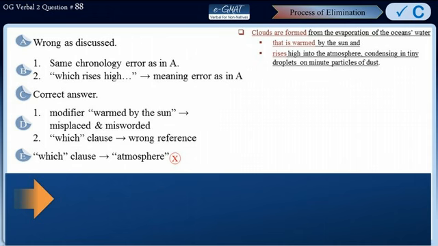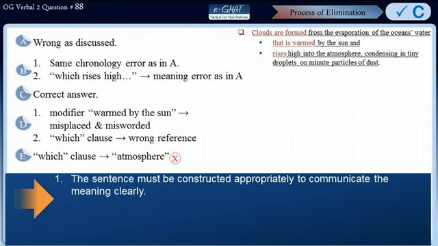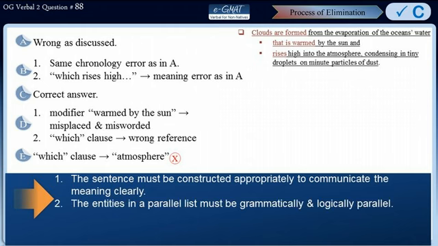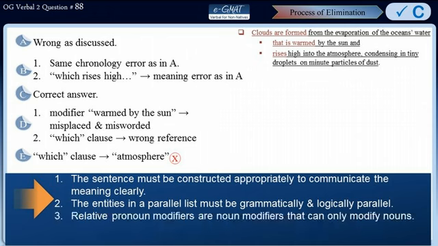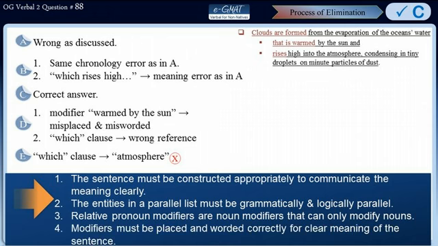Now let's take a look at the takeaway messages. The sentence must be constructed appropriately to communicate the logical intended meaning in the most effective manner. The entities in a parallel list must be grammatically as well as logically parallel to each other. Also, the relative pronoun modifiers are noun modifiers and can only modify noun entities. Also, the modifiers must be placed and worded correctly to communicate the clear intended meaning of the sentence.